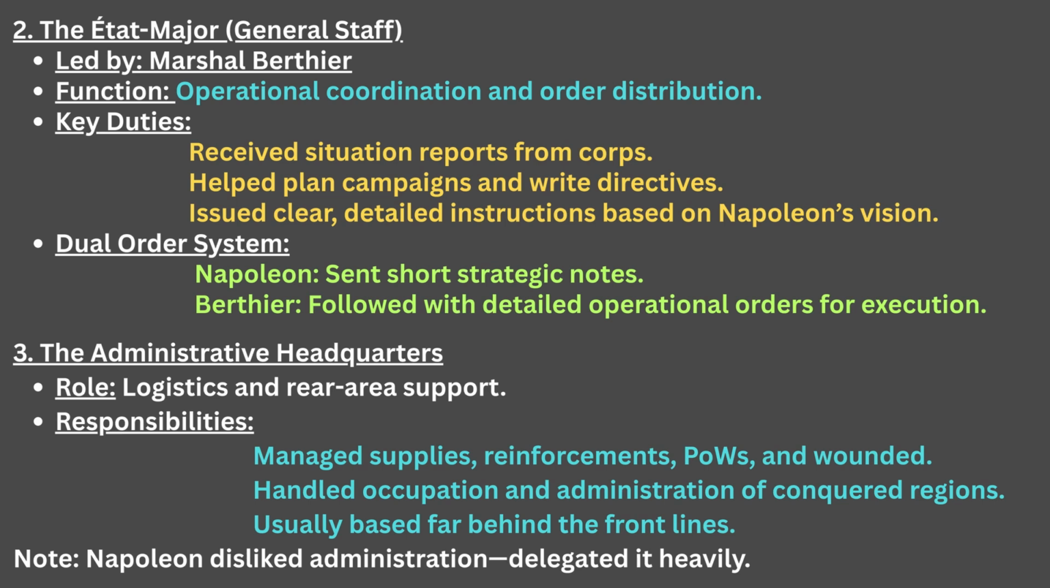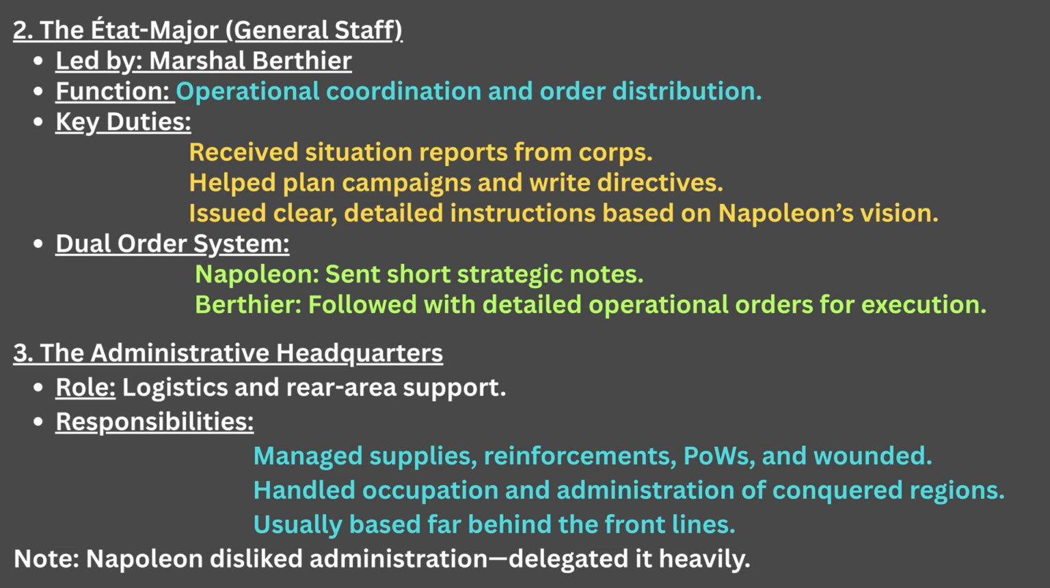They used a dual-order system. Napoleon sent short, strategic notes, sometimes just a few lines. Then Berthier followed up with full operational orders for the field commanders to execute. This made command both flexible and highly efficient.